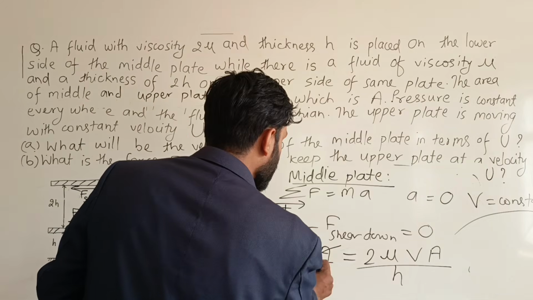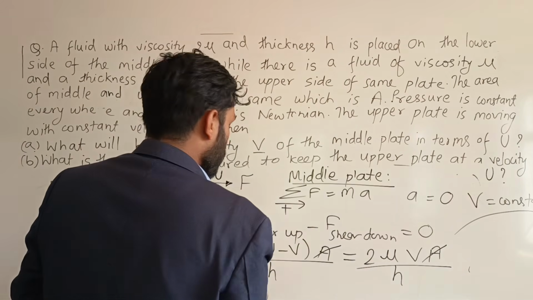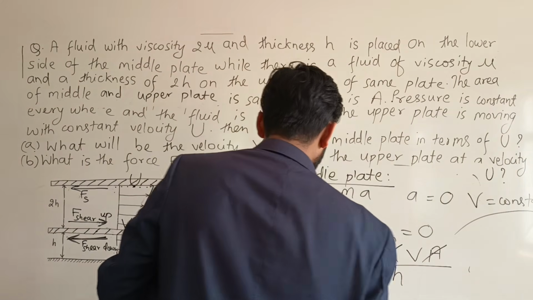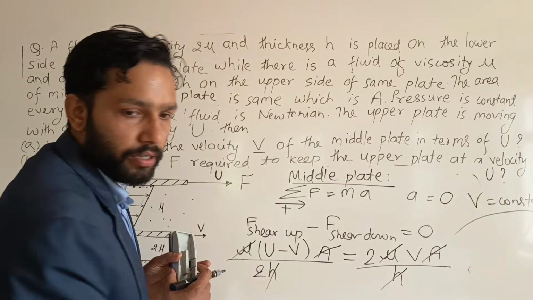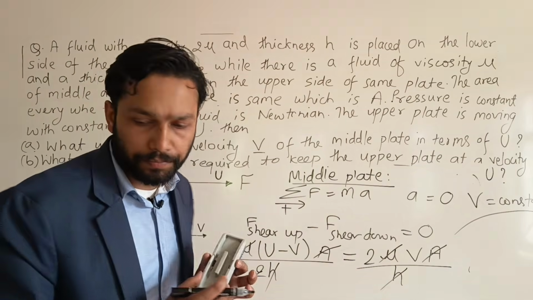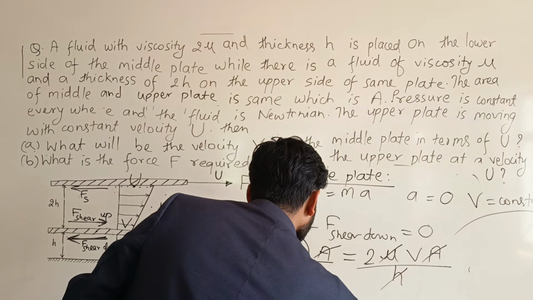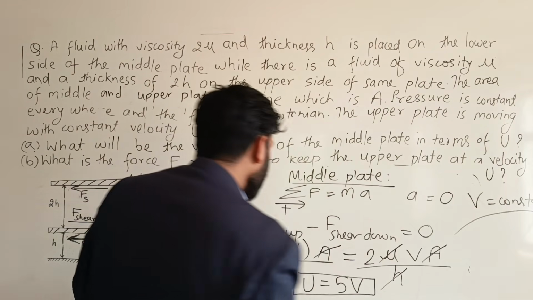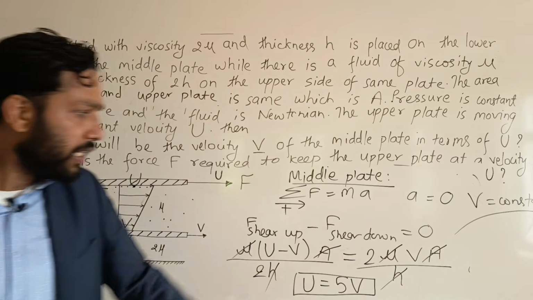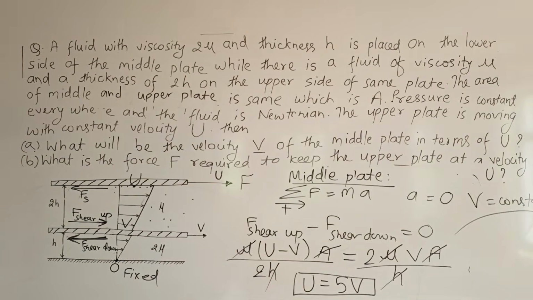Okay, if you substitute this F shear up and F shear down, what would you get? The area is cancelled out, the viscosity is cancelled out, h is cancelled out, and you are going to get u is equal to 5v. Okay, the condition you are going to get is u is equal to 5v.